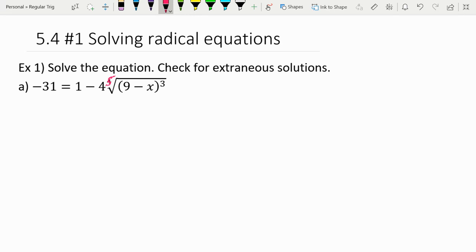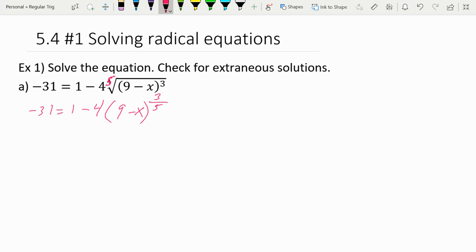All right. So when we do this, I have negative 31 is equal to 1 minus 4 times 9 minus x. And remember, we're going to have a fraction. The exponent on the parentheses, the 3, is going to be my numerator. The index, that 5, remember it was supposed to be a 5, is the denominator.